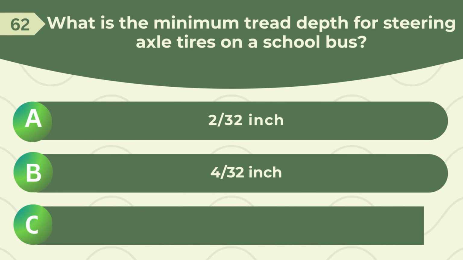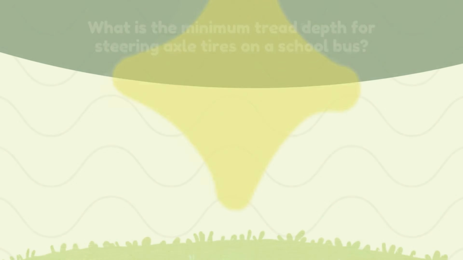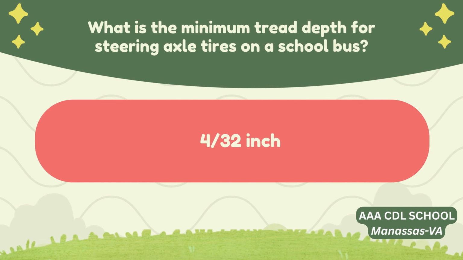What is the minimum tread depth for steering axle tires on a school bus? A. 2/32-inch. B. 4/32-inch. C. 6/32-inch. Correct answer: 4/32-inch.